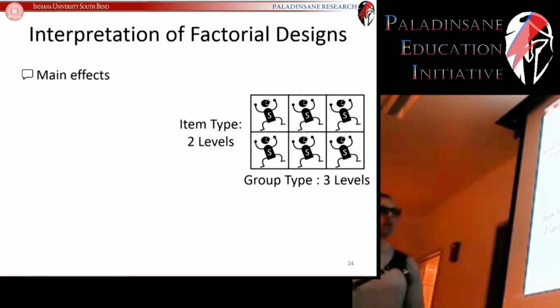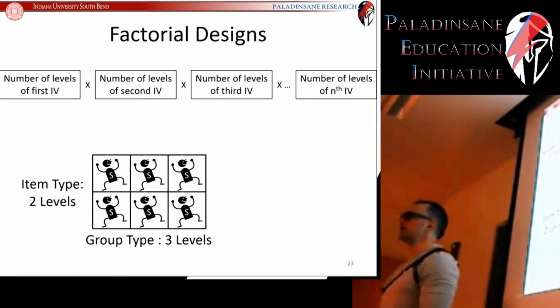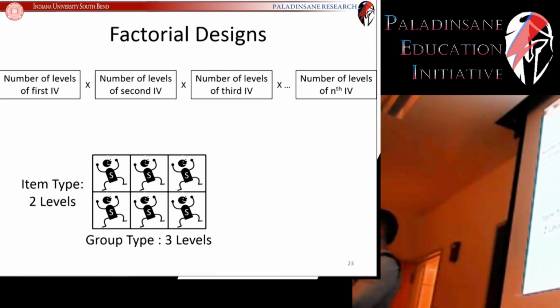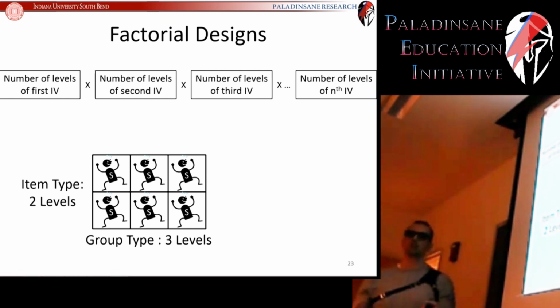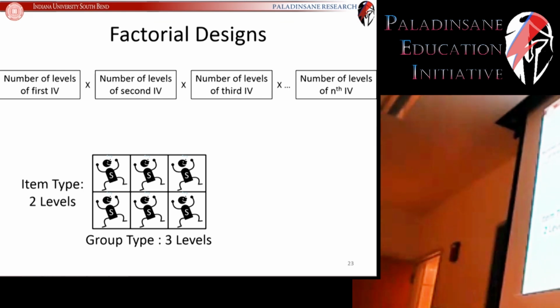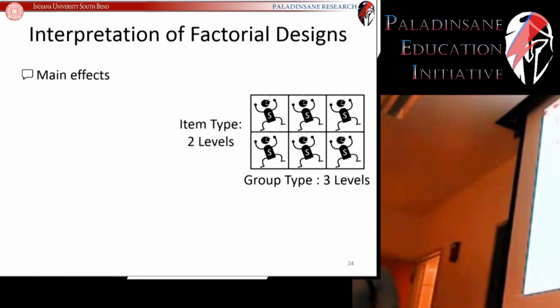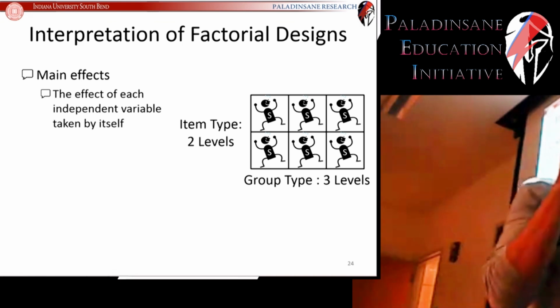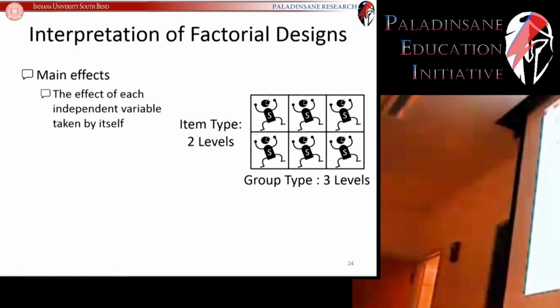Okay, so we have this factorial design. One of the great benefits of a factorial design is that it gives you a lot of freedom in terms of what it is that you want to look at. Because once you have a factorial design, you can look at the effects of each variable by itself, and you can also look at how each variable interacts with the other variables. So we'll start off with the simpler one, which is the variables by themselves. That's a main effect. So the main effect is each variable on its own.